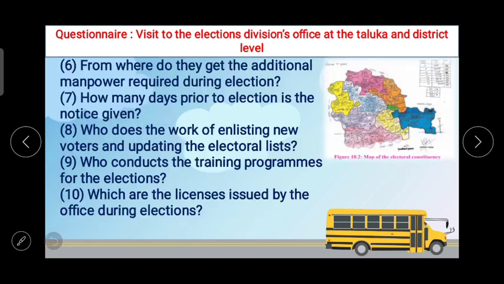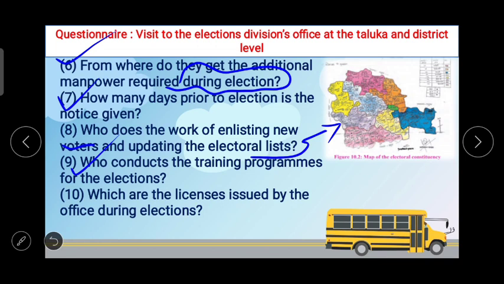Next, from where do they get the additional manpower required during election? How many days prior to election is the notice given? Who does the work of enlisting new voters and updating the electoral list? Now here you have to write down the designation of that particular person, or you can write the name of the person who is working there. Who conducts the training programs for the elections?